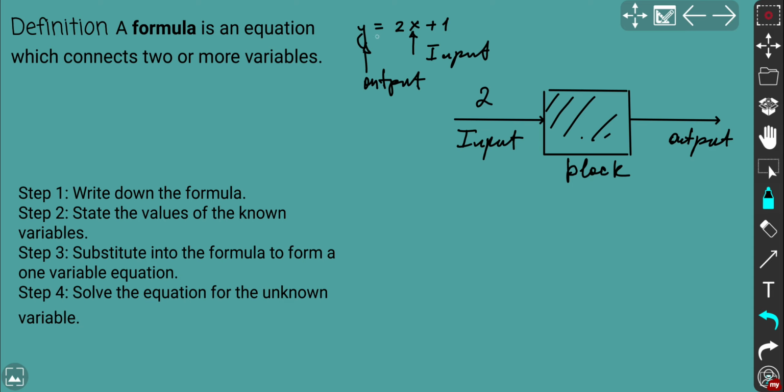In this case, if we consider just the linear formula y equals 2x plus 1, instead of a black box, you have a white box. It's really transparent for you what the machine does. You just take the value of 2 as input, you multiply by 2, so you double it, and on top of that you add 1. That's how this pretty simple formula works.